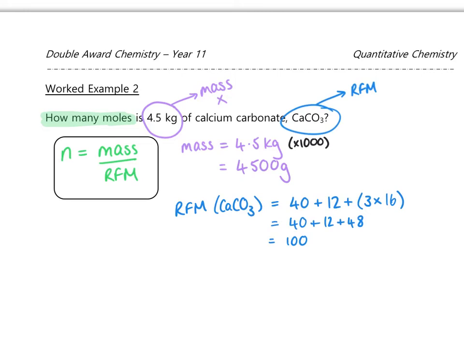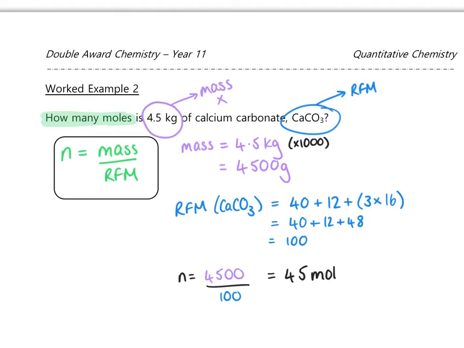And then finally we want to put that back into our equation. Remember, N is equal to mass over RFM. So our mass we worked out as 4,500. Our RFM is 100. Put that into your calculator. Again, it's worth putting it into your calculator just to be sure. But that should come out as 45 moles, or just mol. It's up to you, mol or moles.